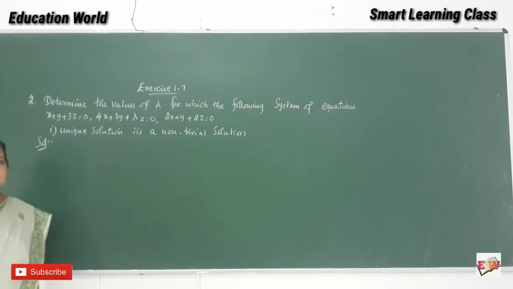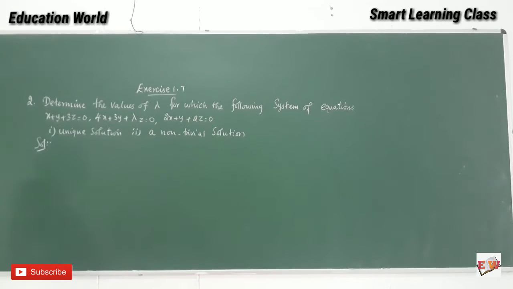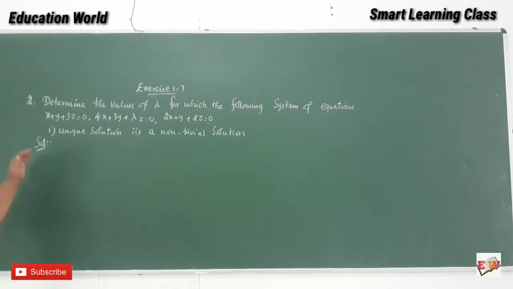Hi students, let us see the second sum in exercise 1.7. Determine the values of lambda for which the following system of equations. We have to find the lambda value. For that they have given one homogeneous system of equations: x plus y plus 3z equal to 0, 4x plus 3y plus lambda z equal to 0, 2x plus y plus 2z equal to 0.